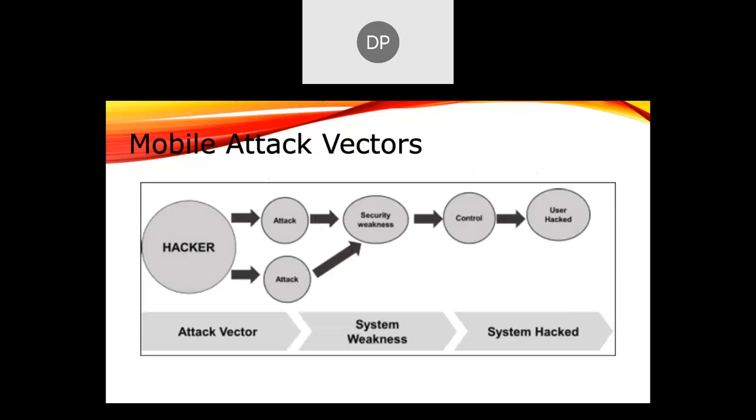Here you will get an idea about mobile attack vectors. Hackers choose some attack vectors, then they start attacks. For that they find some system weaknesses, or we can say security weaknesses, and when they exploit those weaknesses, they gain control of the system, and finally we say our system got hacked. This is a similar procedure possible either on your laptop or on your mobile.